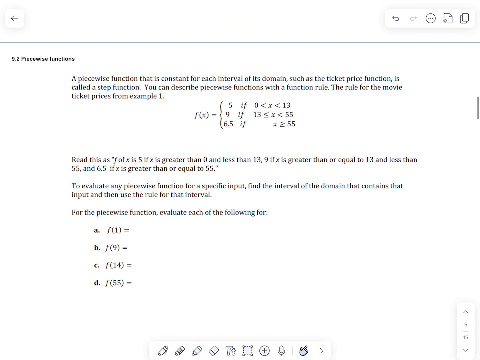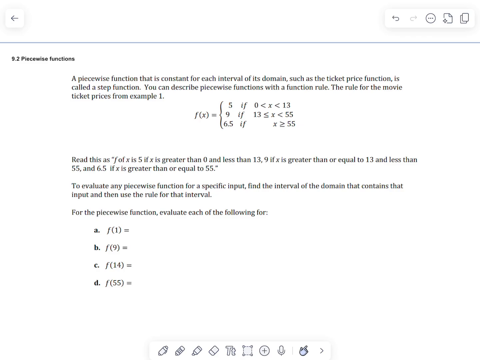All right, continuing on, we have a piecewise function that is a constant for an interval of its domain, such as the ticket price, called a step function. You can describe the piecewise function with a function rule. The rule for the movie ticket price is an example from 1.